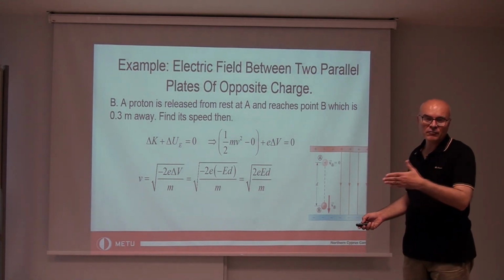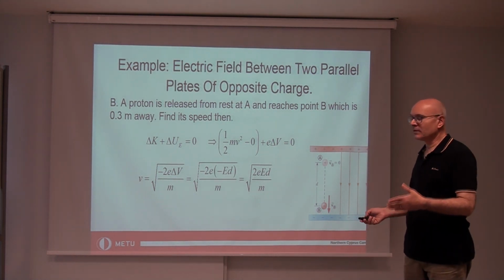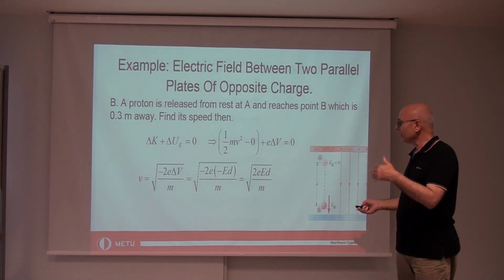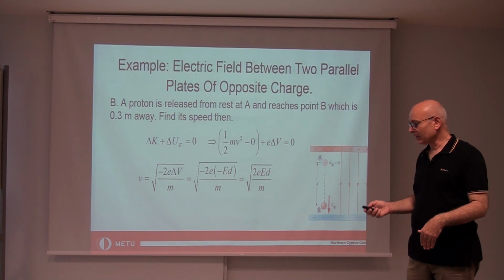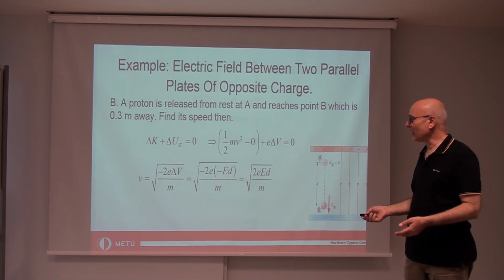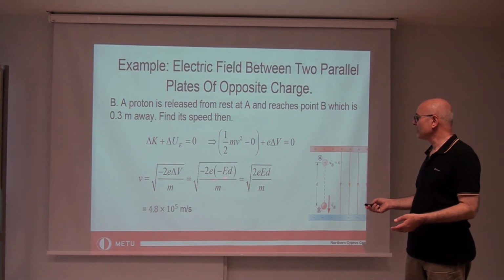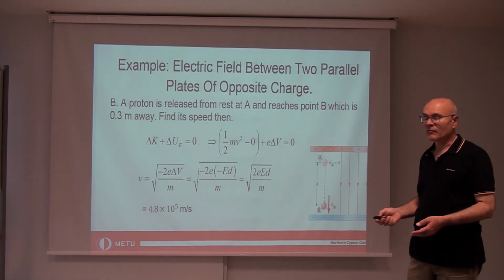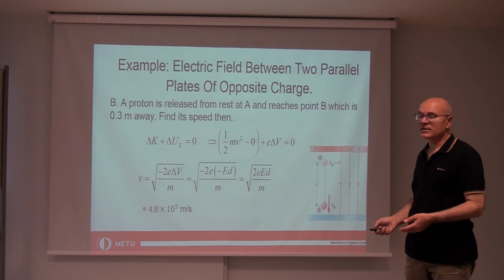As usual, we first reduce the expression algebraically, and then we substitute the numerical values. When you substitute the numerical values, you get this expression for the speed of the proton when it reaches this point.